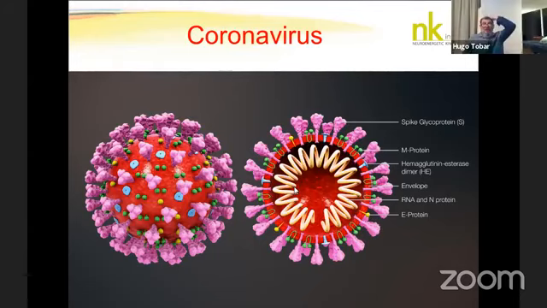And that's the same as in the human DNA, we have histone proteins that the DNA wraps around.